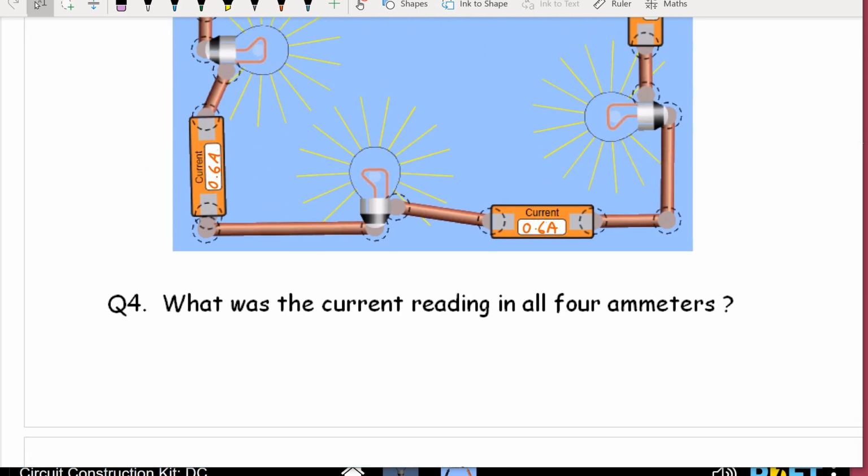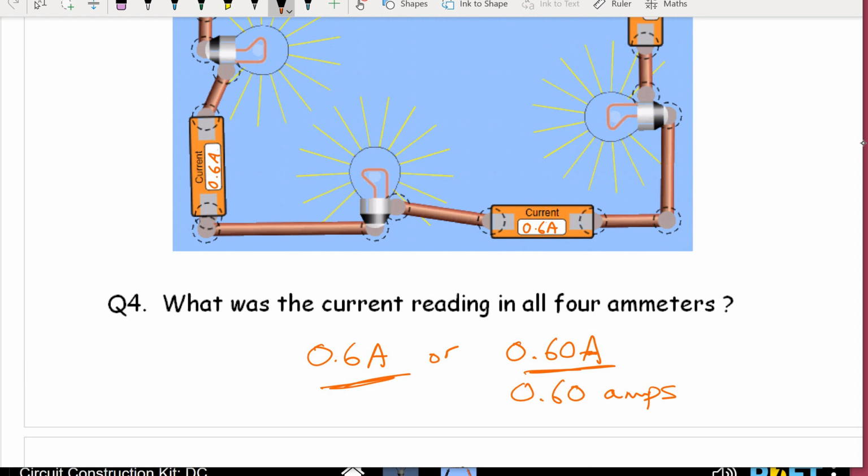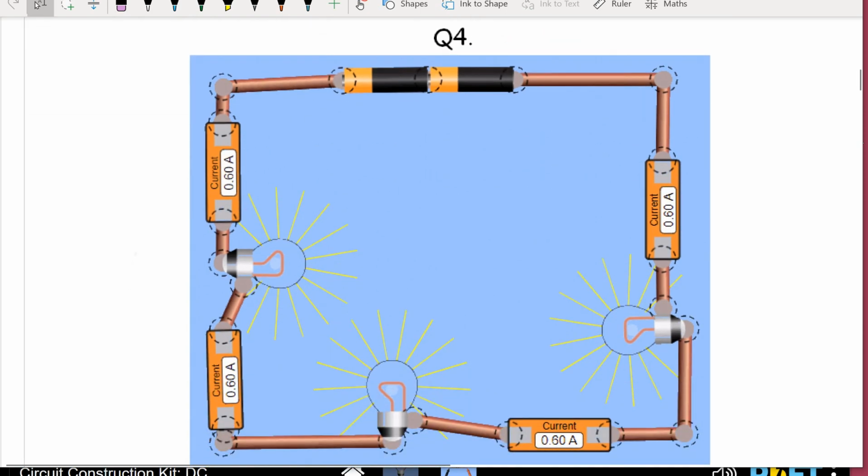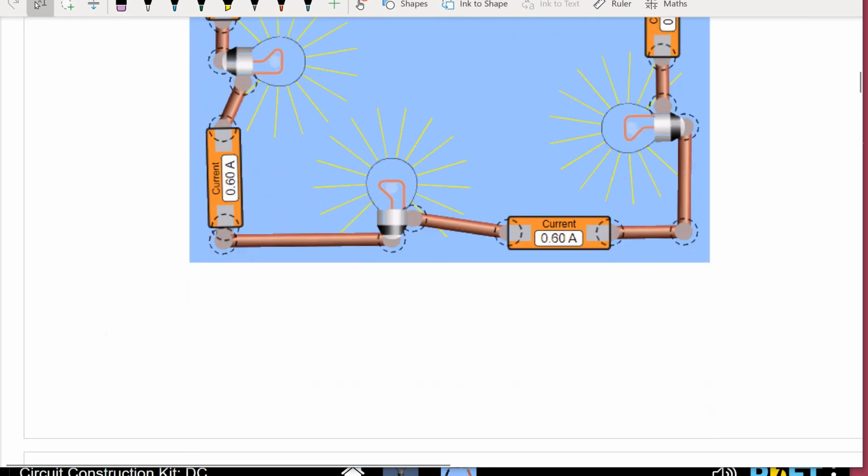What was the current reading in all 4 ammeters? 0.6 amps or 0.60 amps. It's the same thing. Notice I'm using the capital A for amps. You might want to write it down like this. It's not a problem if you so wished. All of those are the right answer. And there are the answers to question 4.